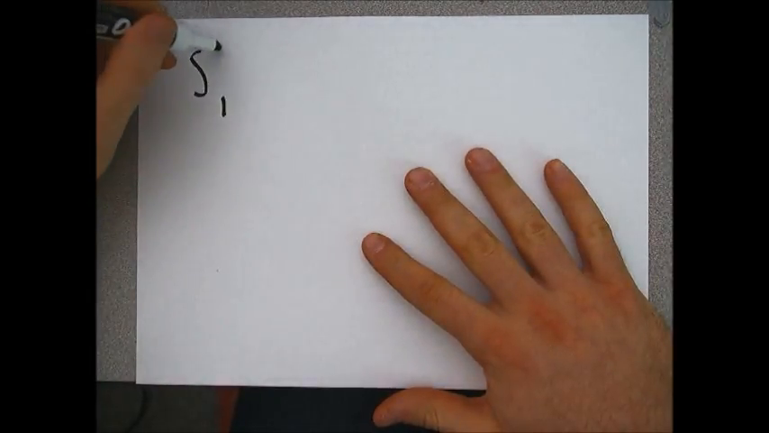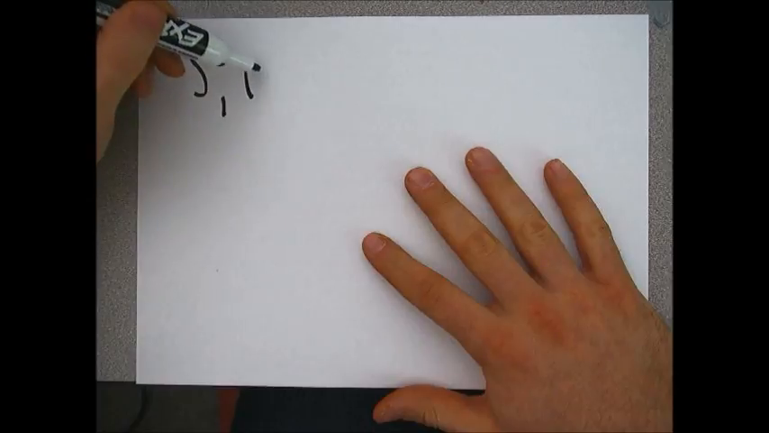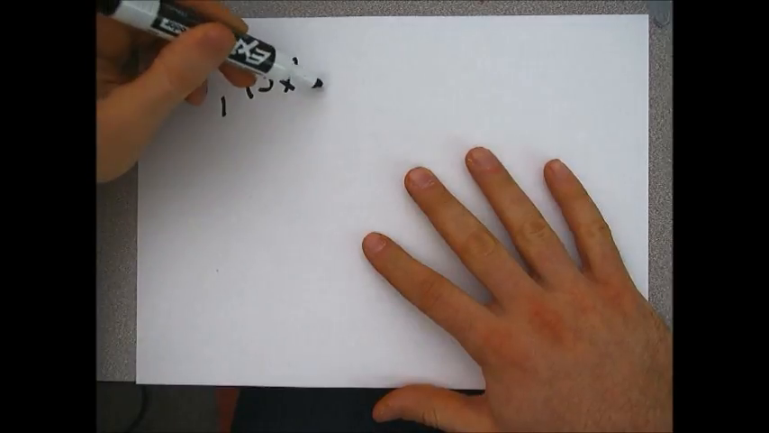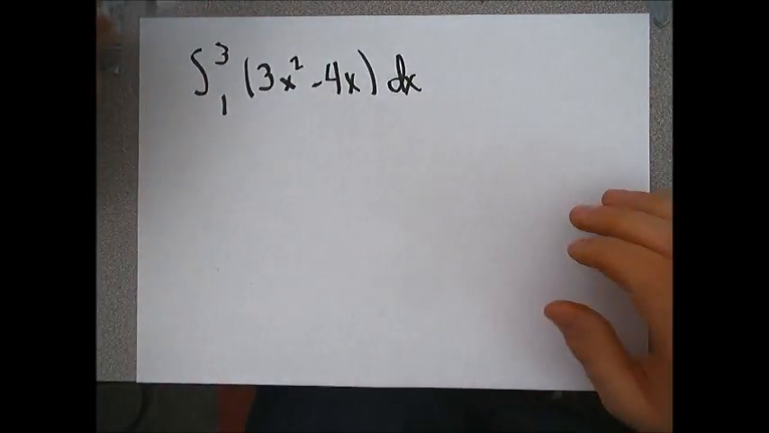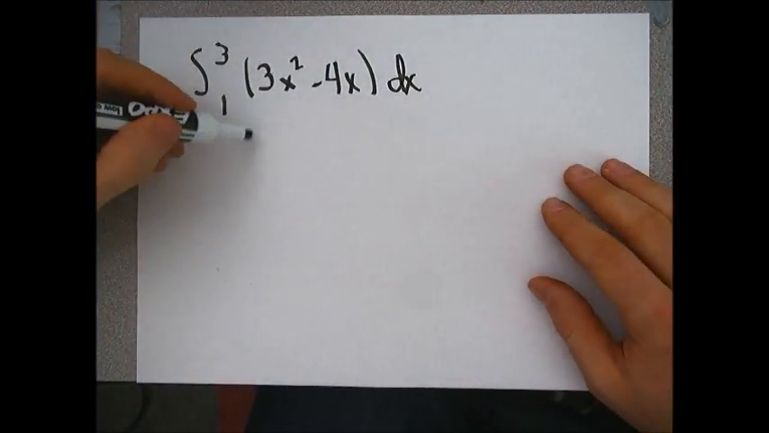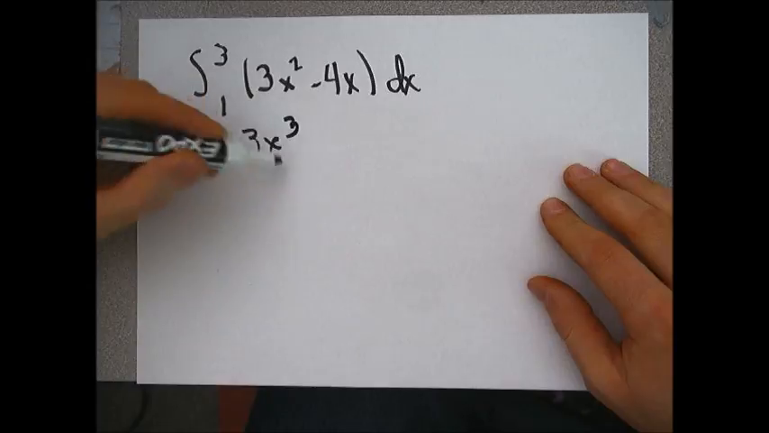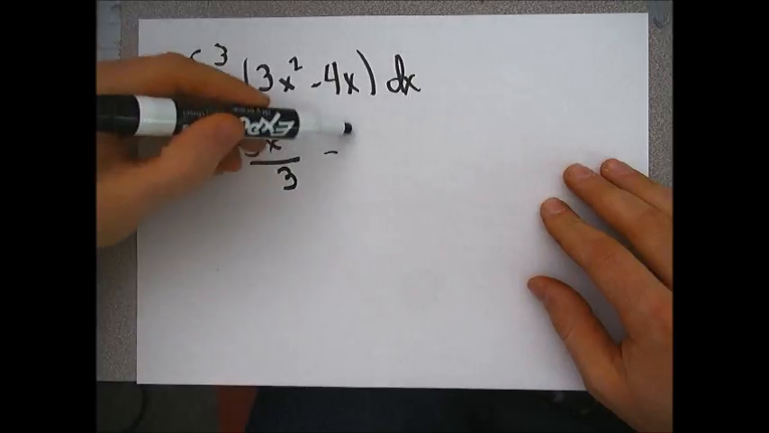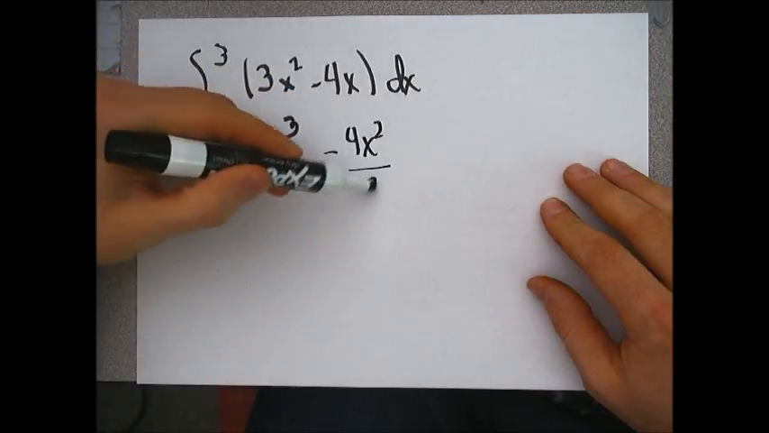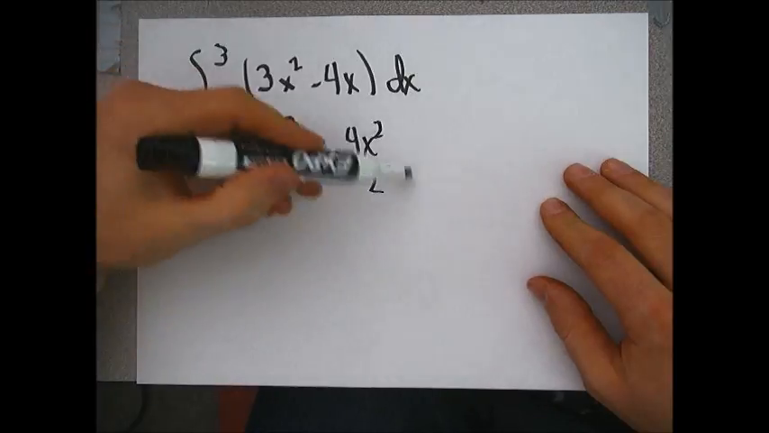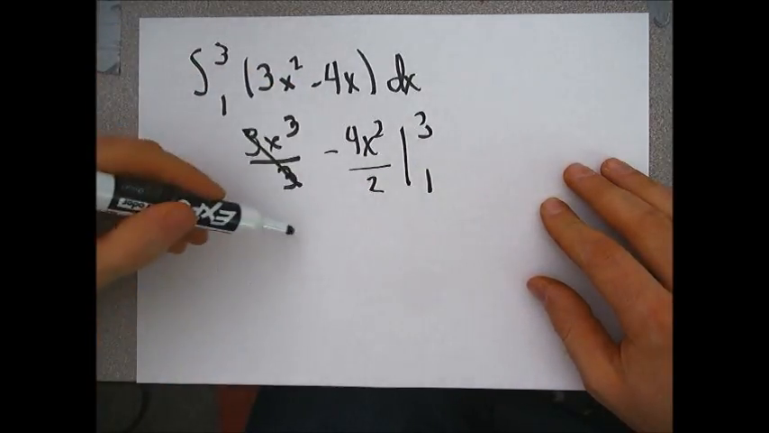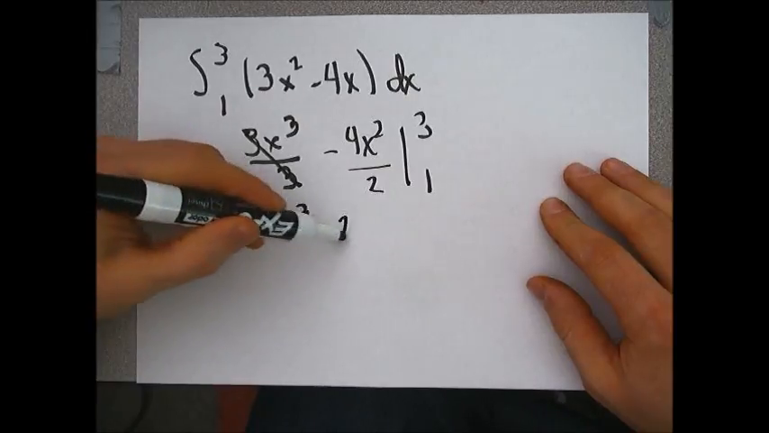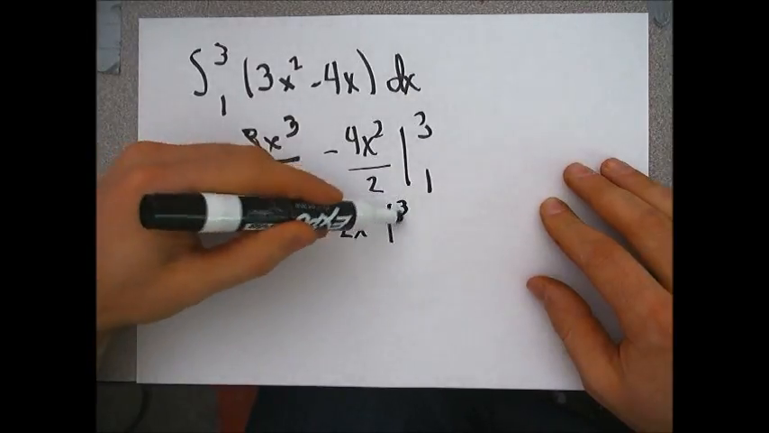Number 1, integral 1 to 3. Okay, so you want to integrate. This would be 3x to the third over 3 minus 4x squared over 2, running it from 1 to 3. The 3 over 3's cancel. 4 over 2 is 2x squared, from 1 to 3.